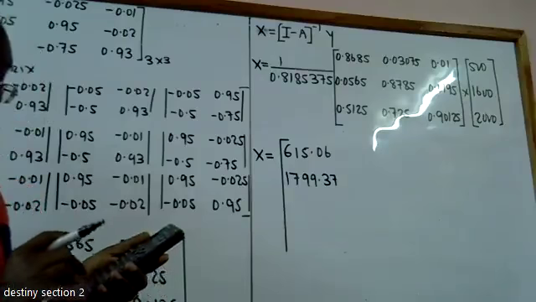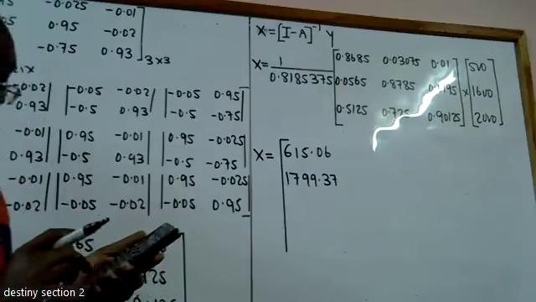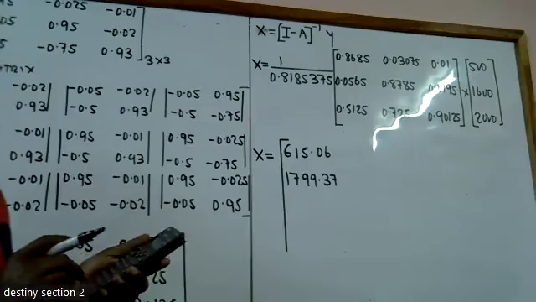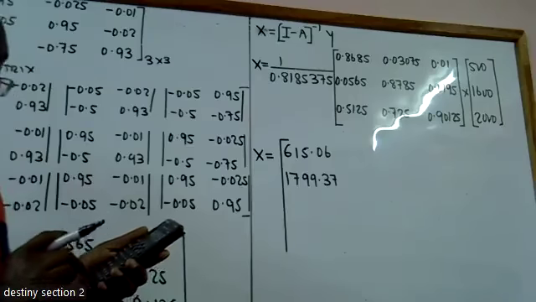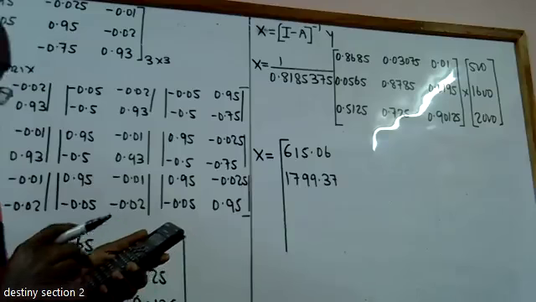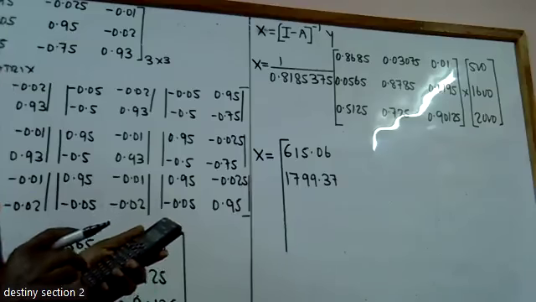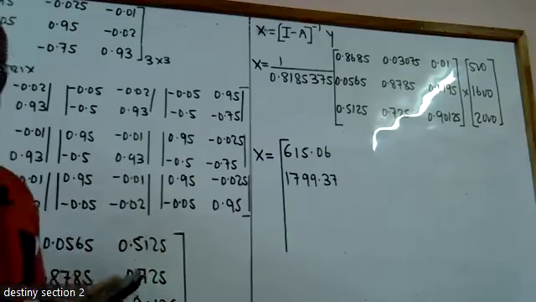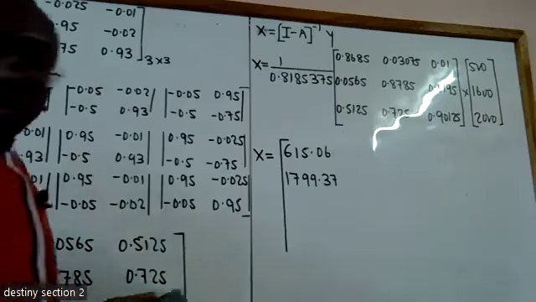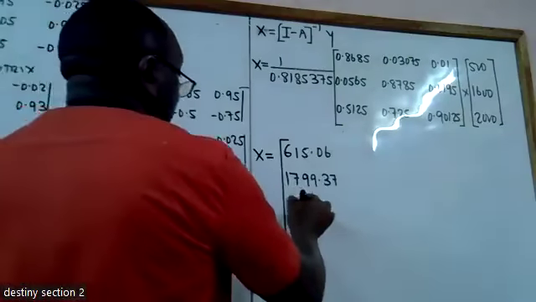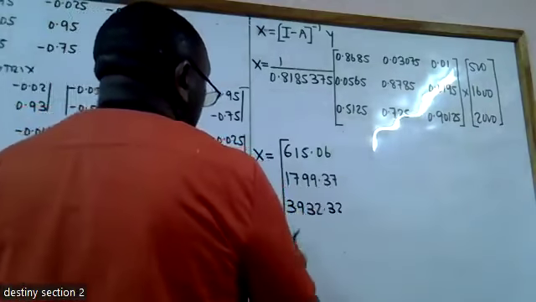0.5125 times 500 plus 0.725 times 1600 plus 0.90125 times 2000 equals, divide by 0.8185375 equals. That 2.32. 2.32. Good.